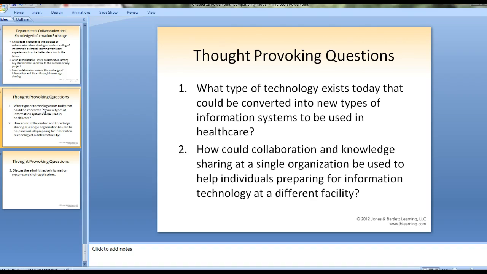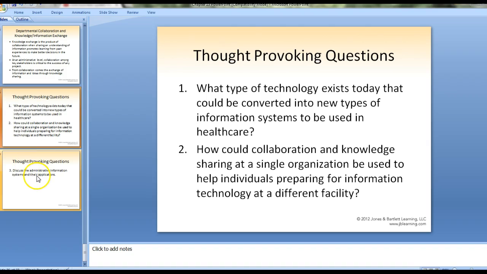And then collaboration and knowledge sharing, or technology that exists today. So telemed, right? We can FaceTime with collaborators. We can do video conferencing for mental health. How great would that be? Because there's such a mental health shortage.